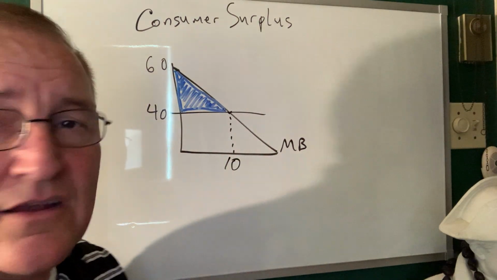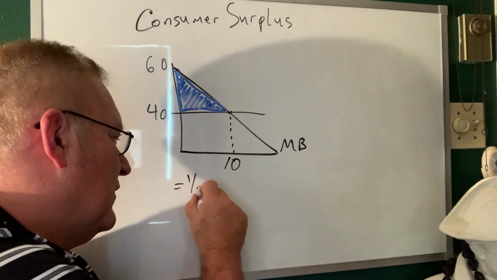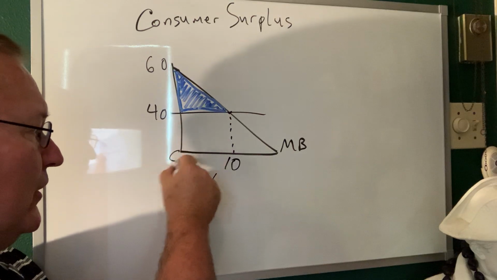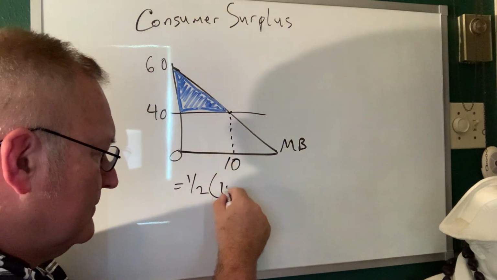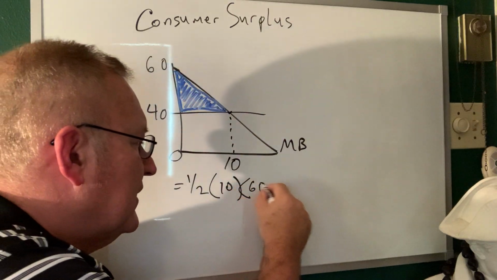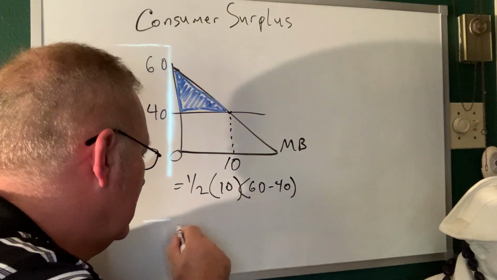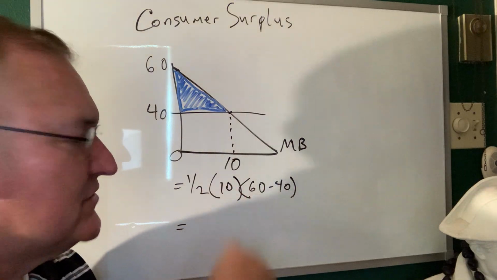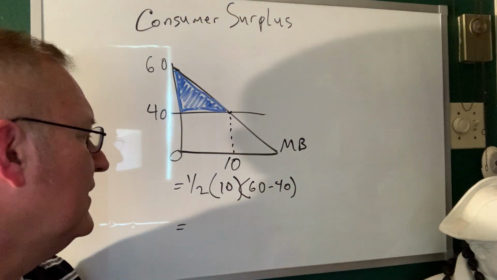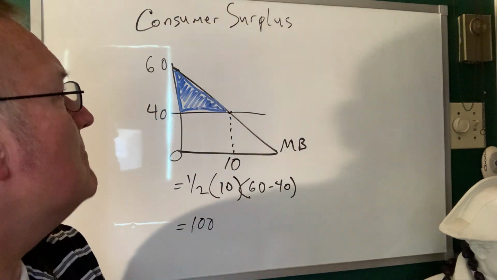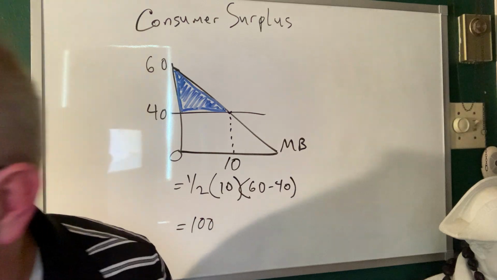And as you learned in 8th grade, the area of a triangle is 1/2 base times height. Well, the base here is 0 to 10, and the height is 60 minus 40. So in this calculation, 60 minus 40 is 20, half of 20 is 10, 10 times 10 is 100. Okay? And that's consumer surplus.